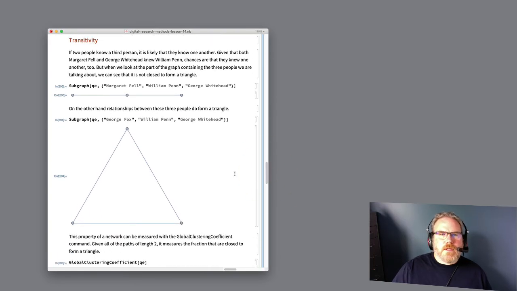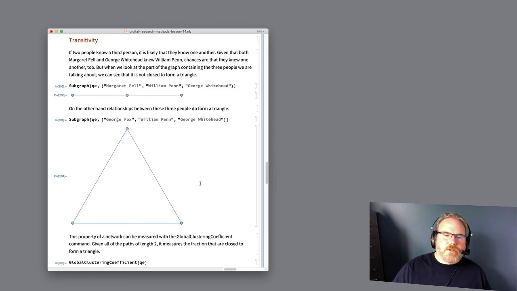So if two people know a third person, it's also likely that they know one another. In the case of Margaret Fell and George Whitehead, they both know William Penn, but they don't know one another. The graph looks like this. In the case of George Whitehead and George Fox, they both know William Penn, but they also know each other, and when that happens, instead of a straight line network like this, you end up with a triangle.